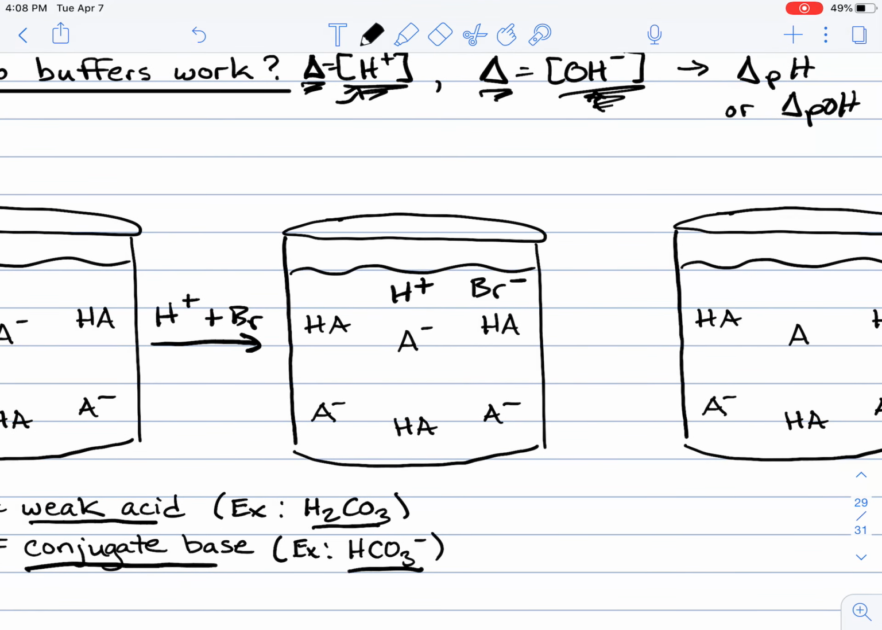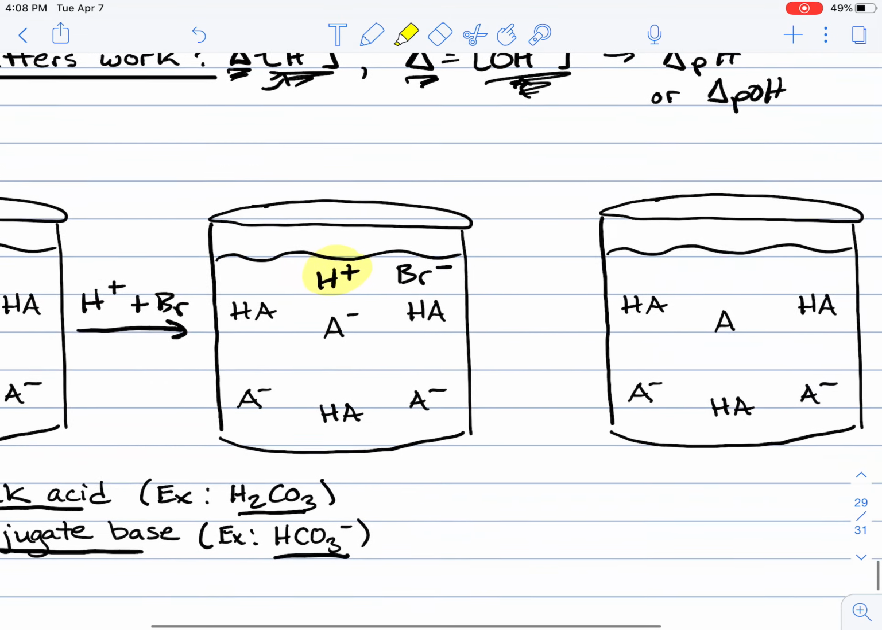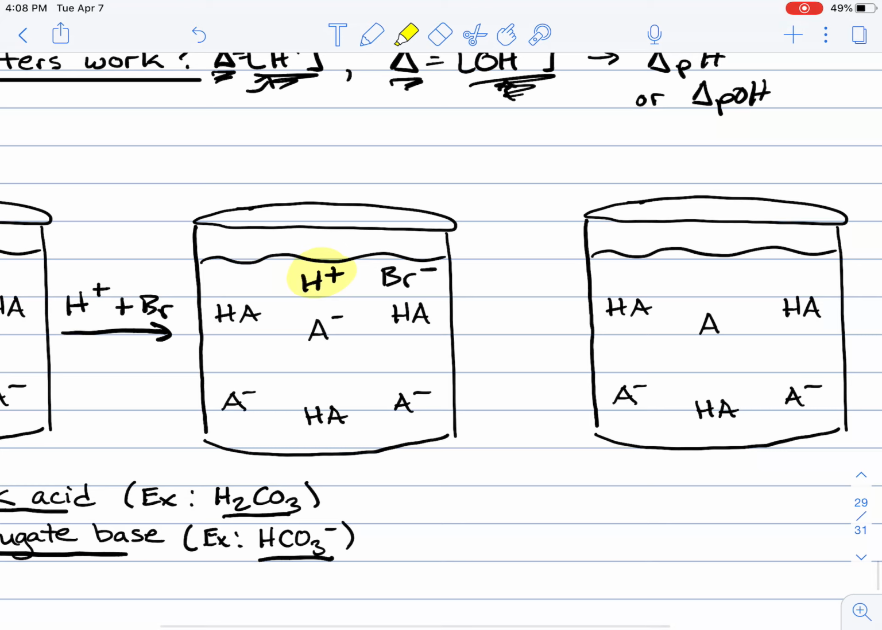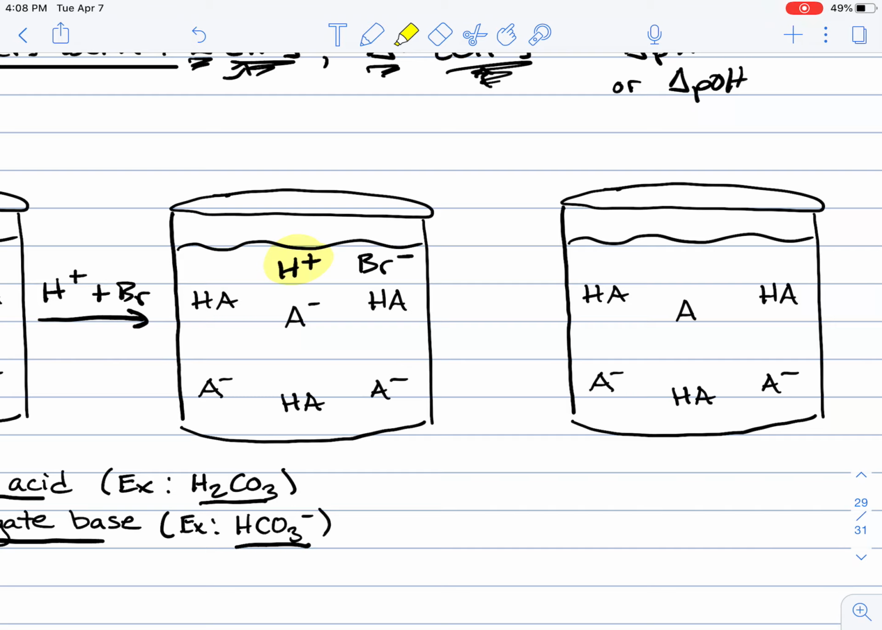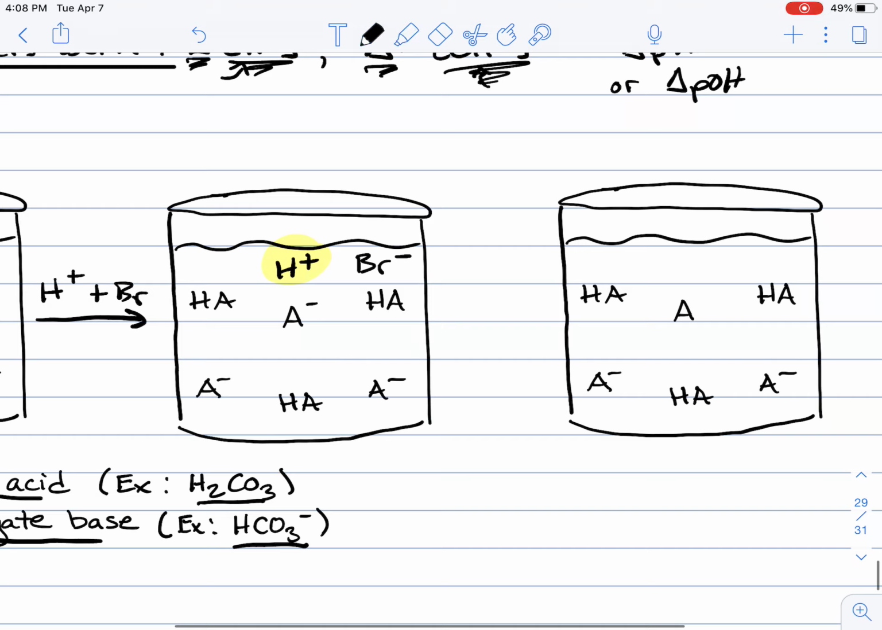Now I'm going to go ahead and, well, I'll just keep the Br minus in there. And so we have this H plus that's floating in solution. If you think about the chemistry of acids and bases, H plus is an acid. And so do you think that H plus is going to just float by itself and not react with another substance? And so the answer to that is no. And so this H plus can bump to HA. It can bump to Br minus, and it can kind of like bump to this A minus.